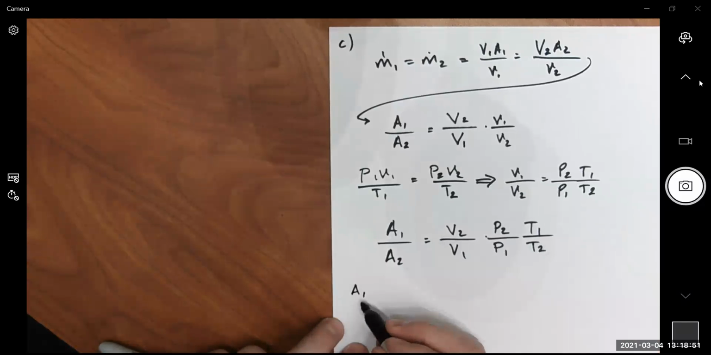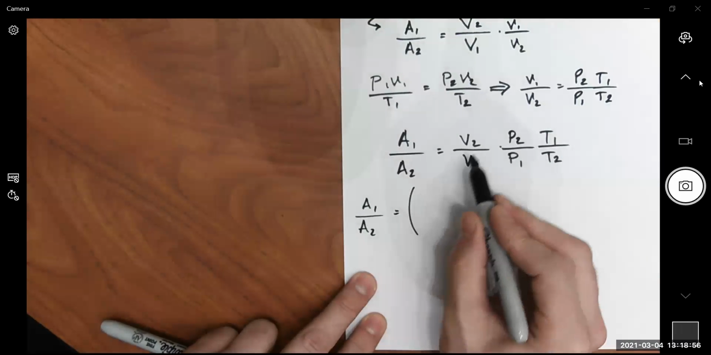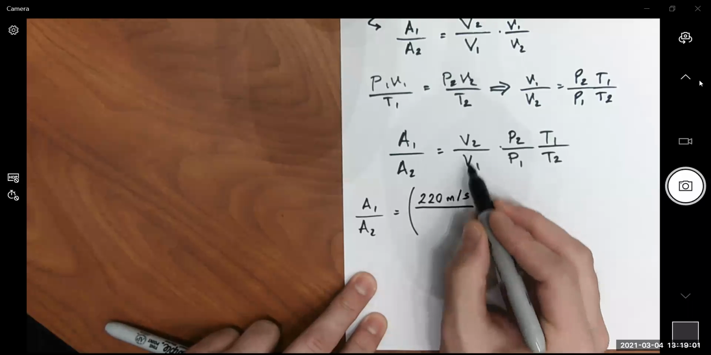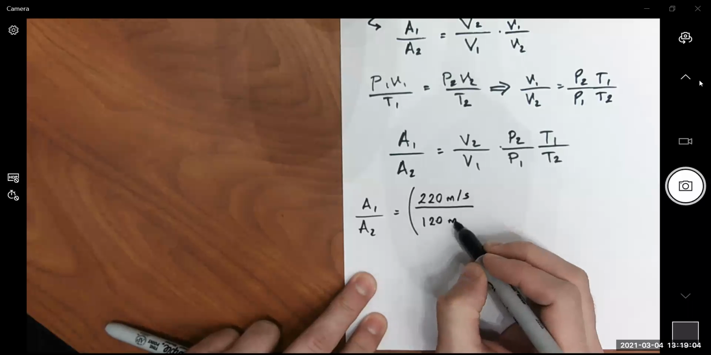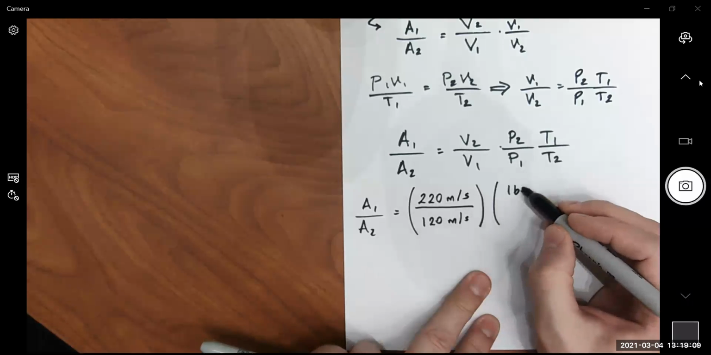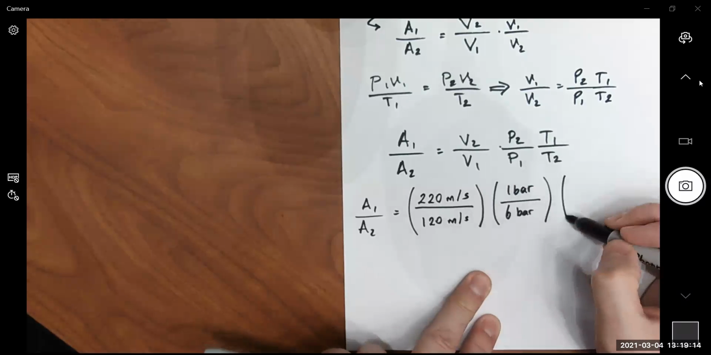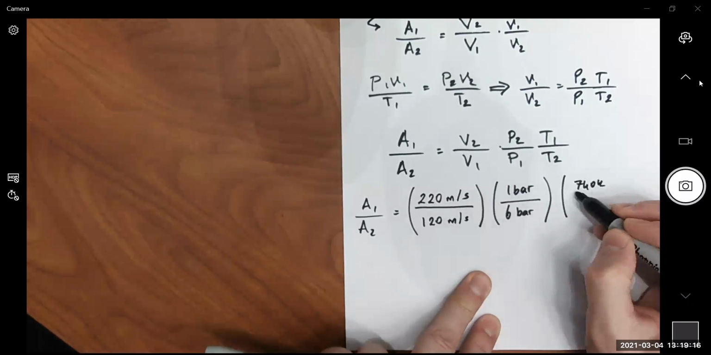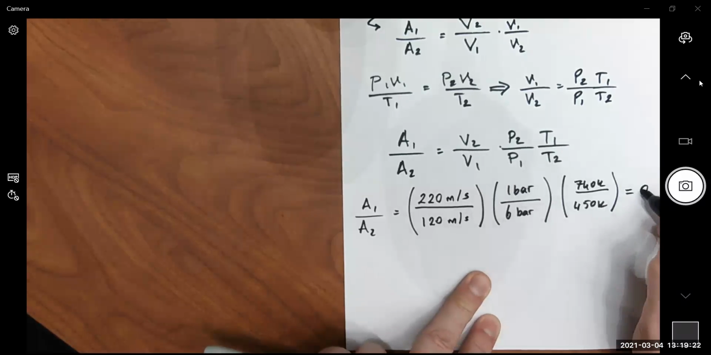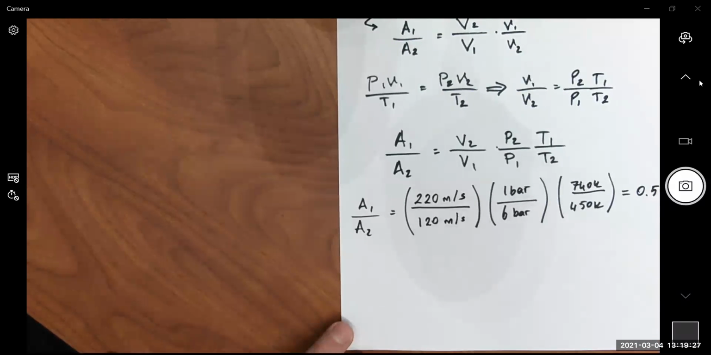So A1 over A2 will be equal to velocity at the exit, 220 meters per second. Velocity at the inlet is 120 meters per second. Pressure at the outlet is 1 bar. Pressure at the inlet, 6 bar. Temperature is 740 Kelvin over 450 Kelvin. Should give us 0.5.